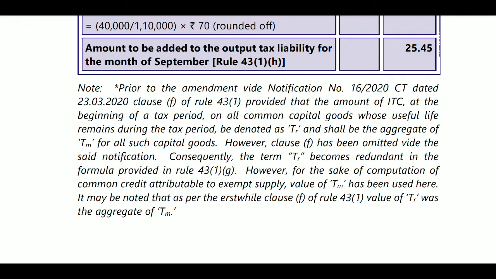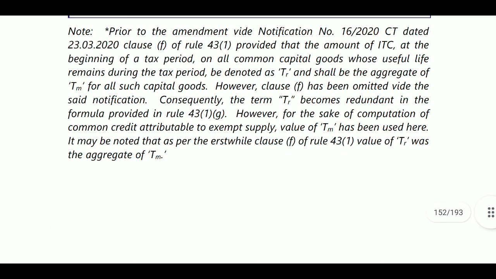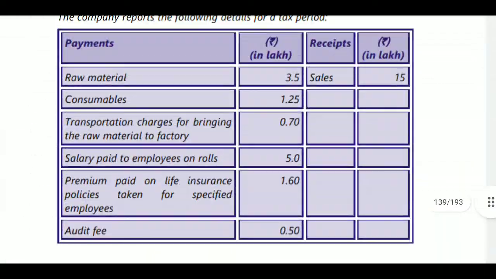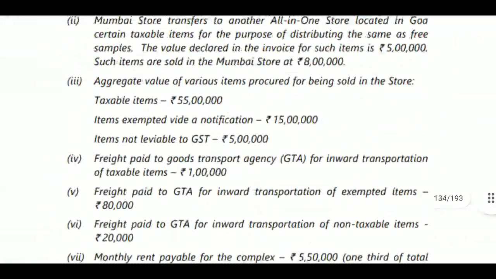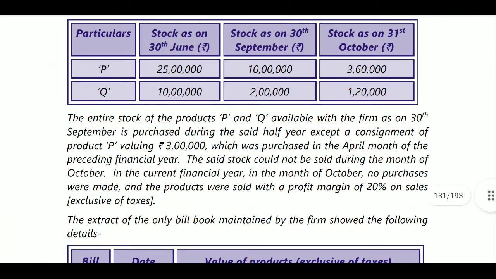So rule 43(1) will be considered. However, for the sake of computation of common credit attributable to exempted supply, the value of TM has been used here. It may be noted that as per erstwhile clause F of rule 43(1), the value of TR1 is aggregated to TM. Next, what is there in the next question? Here we have seen only the amount of credit available, common credit divided by 60, and it will be reduced to the extent of exempted turnover. Next question will be the 12th question.